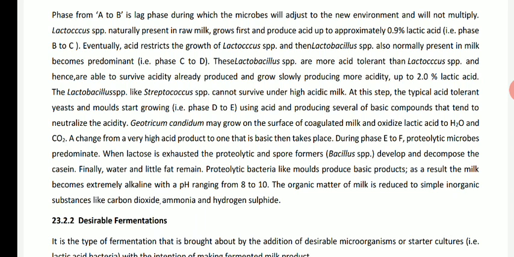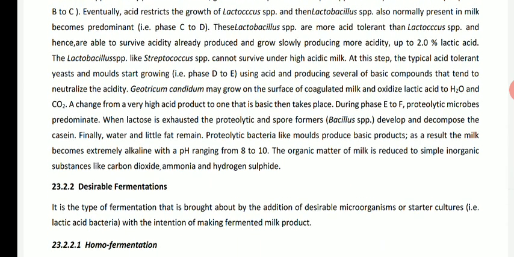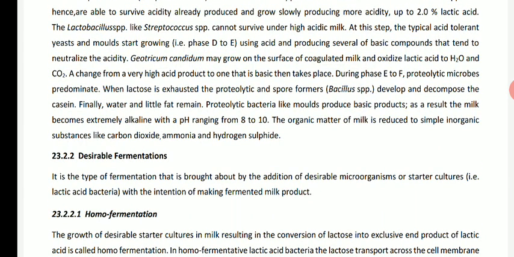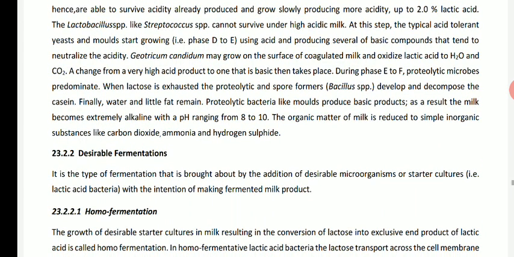Okay, so during this phase, that is E to F, proteolytic microbes predominate. When lactose is exhausted, proteolytic and spore forming bacilli develop and decompose casein, and finally water and a little fat remain. Proteolytic bacteria like molds produce basic products. As a result, the milk becomes extremely alkaline with pH ranging from 8 to 10. So the initially acidic condition in milk gets totally shifted to basic condition, and this is the basic hallmark of fermentation cycles. The organic matter of milk is reduced to simple inorganic substances like CO2, ammonia and hydrogen sulfide.